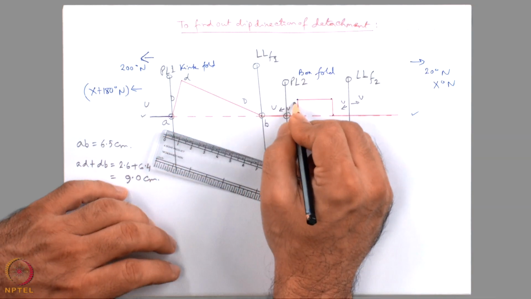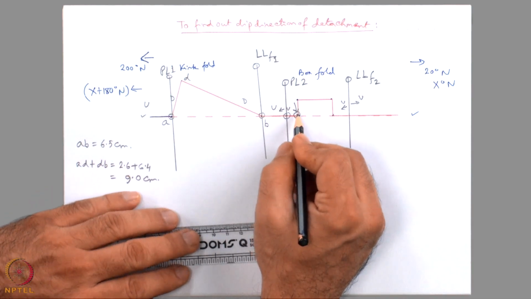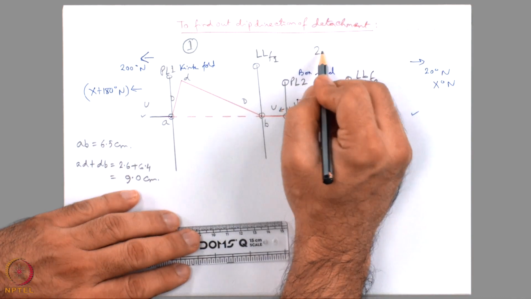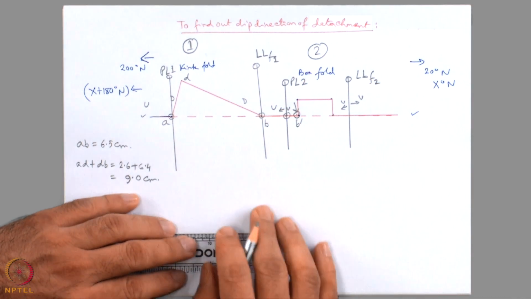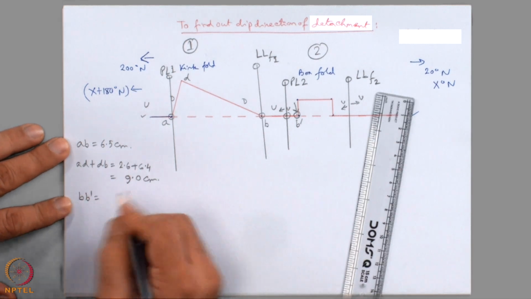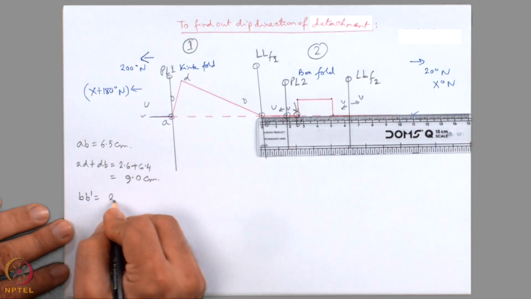Although this point I have drawn is close to the box fold, remember this point is related to fold 1's details. This is our fold 2. Call it point B dash. Next, find out the BB dash distance, which is equal to 2.5 centimeter.